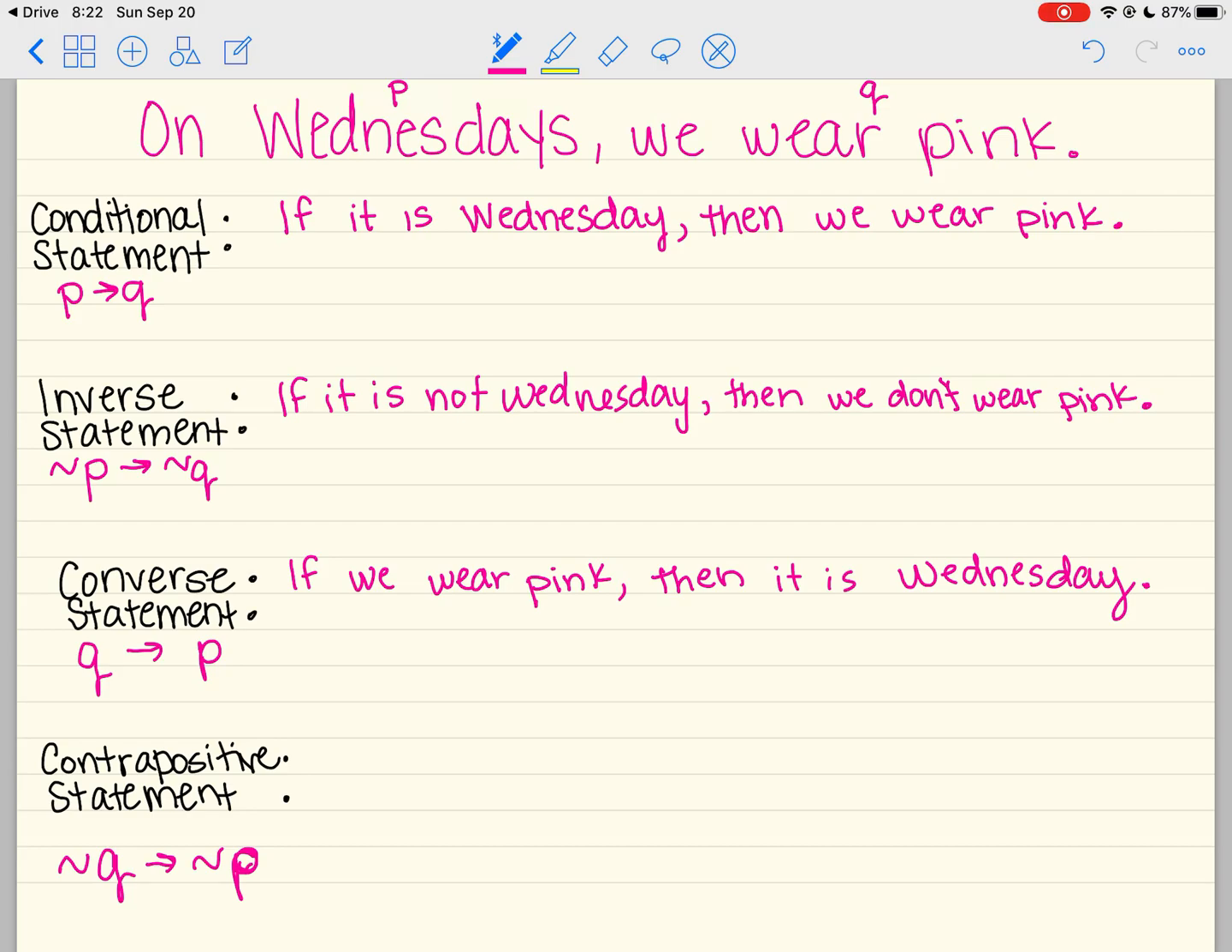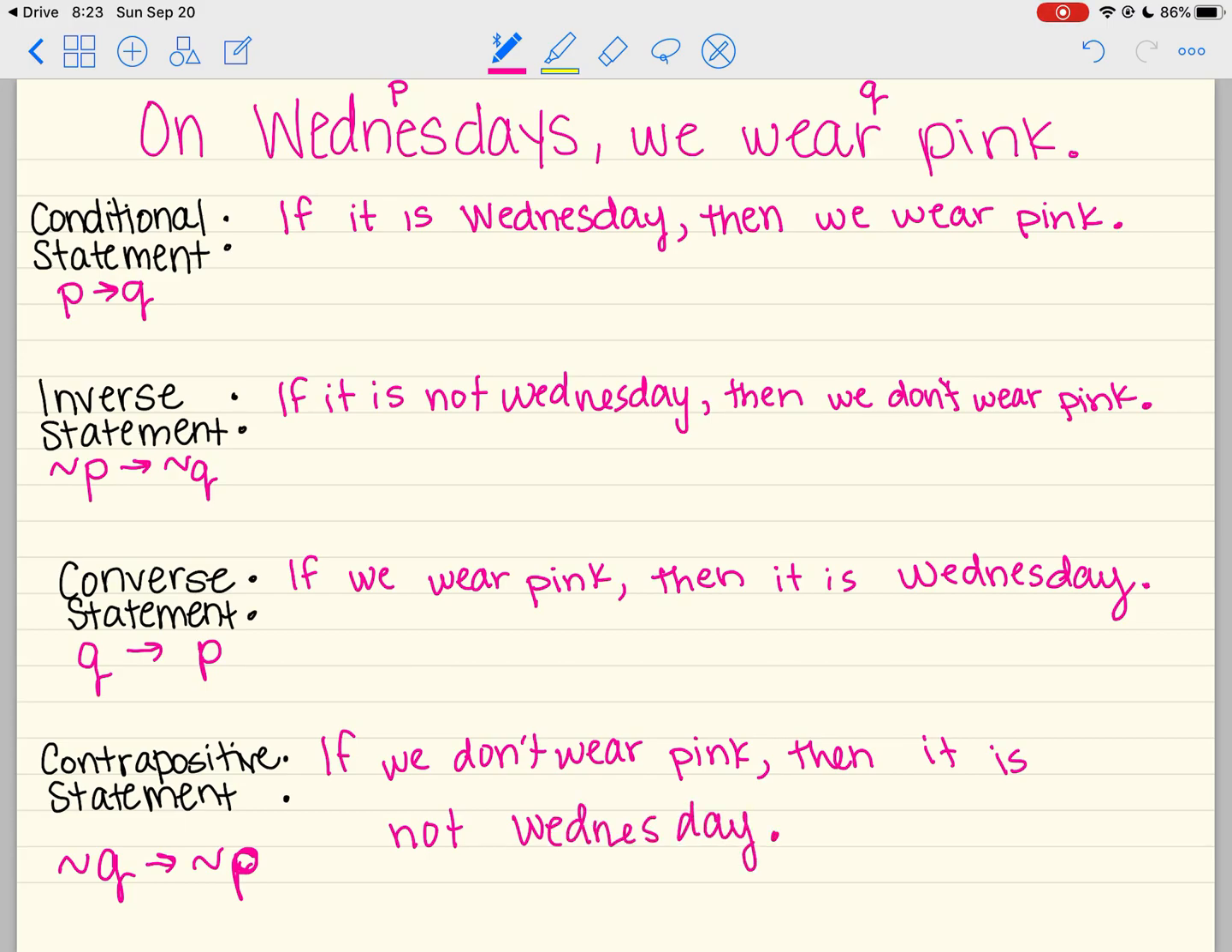So I'm going to say not the end part. So if we don't wear pink, and then not P, then it is not Wednesday. And so in another lesson, we'll evaluate the validity of these statements and whether they're true or not. But for now, we're just focused on being able to write them.